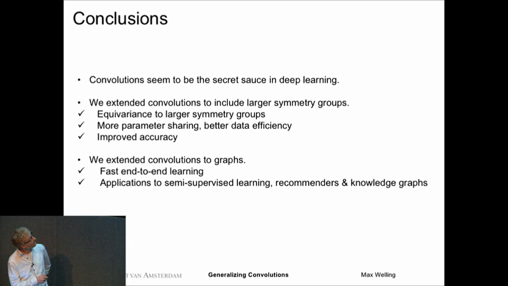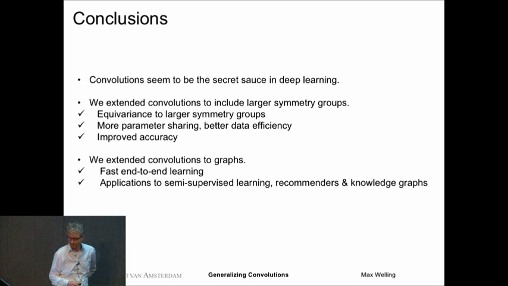So we also looked at graph convolutions as fast end-to-end learning. Here, the results are surprisingly good. It's very interesting that such a simple algorithm beats the state of the art. You can think of it as a simplification of the normal way that people define graph convolutions using a Fourier transform in a spectral domain. And we've looked at applications to semi-supervised learning, recommenders and knowledge graphs. So, thank you.